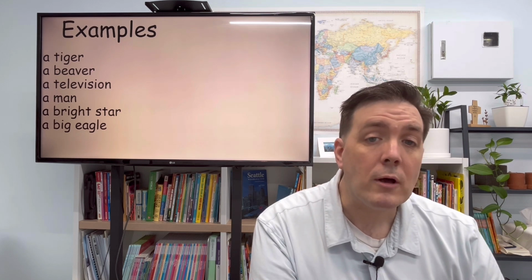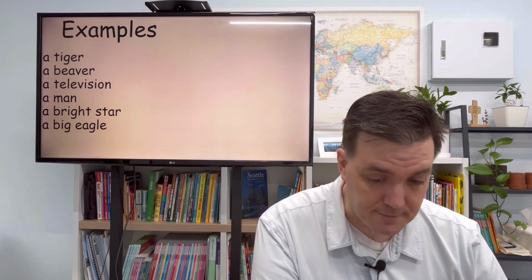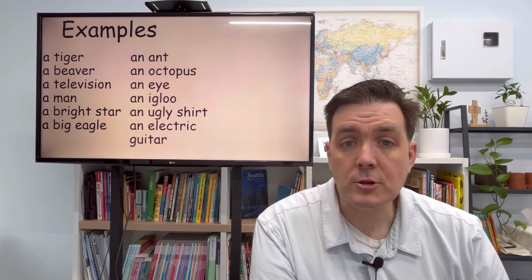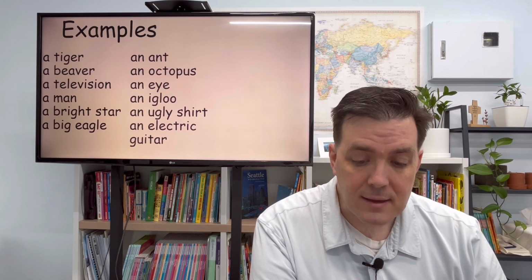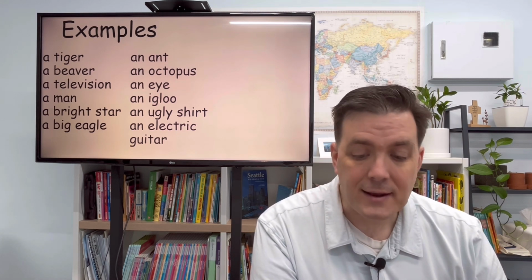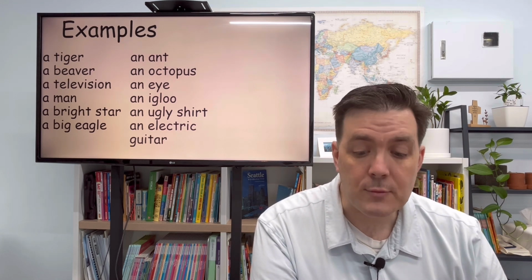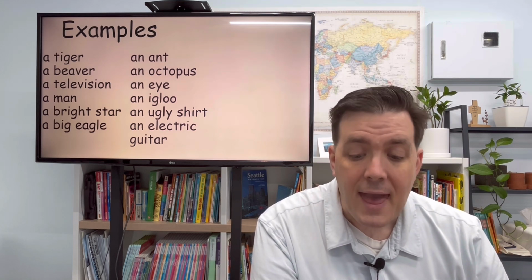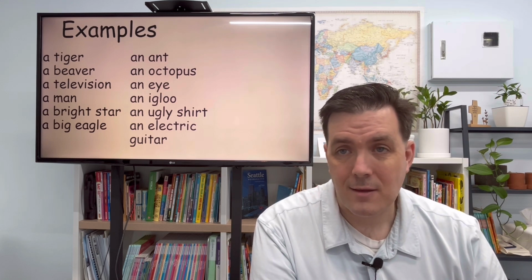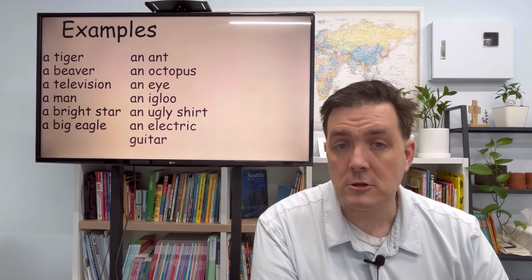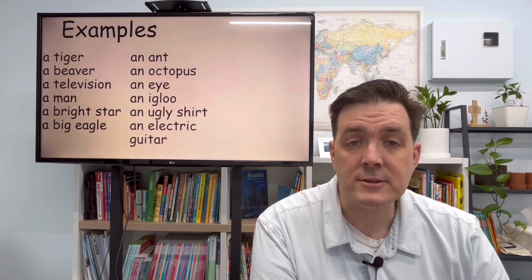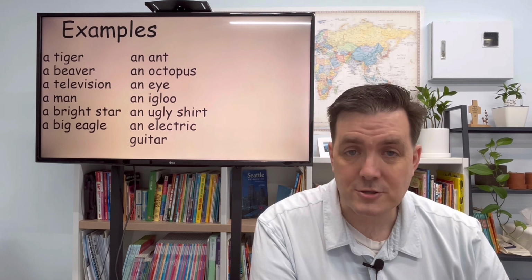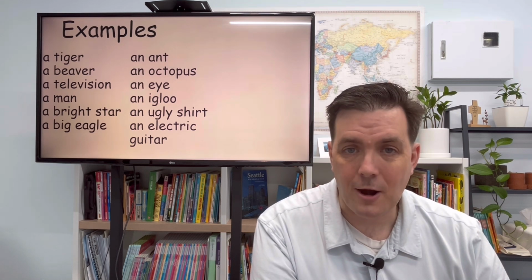Let me show you a few examples now of an. Here we have an ant, an octopus, an eye, an igloo. And I threw in 2 of those as well. You can see we have an ugly shirt, and finally, an electric guitar. So we put an in front of ugly, even though, again, ugly is an adjective. We put an in front of it to describe the shirt. Same thing for electric guitar.